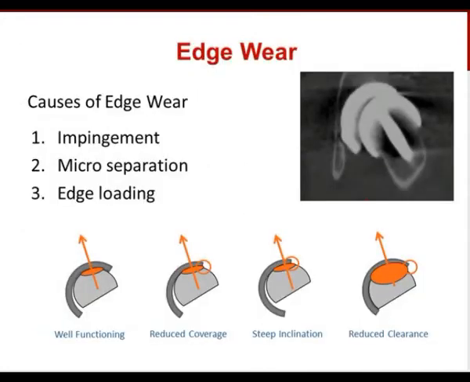Edge wear can occur when the hip impinges. It can occur with microseparation during ambulation and other activities, and can occur with edge loading. Edge loading, again, occurs when the contact area, the wear area, is outside the limits or the edge of the cup. This may be due to reduced coverage of the cup. A lot of these metal-on-metal cups were less than a hemisphere. Steep inclination or a vertical position of the cup can also lead to edge wear, and finally reduced clearance.